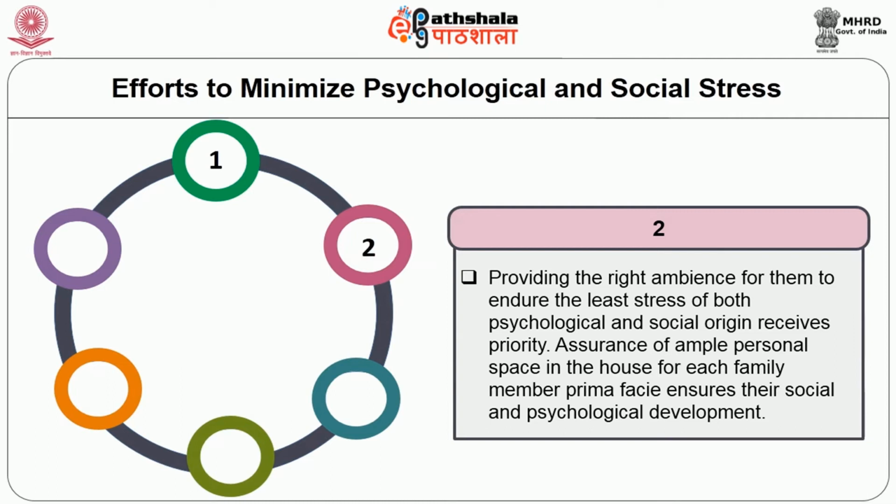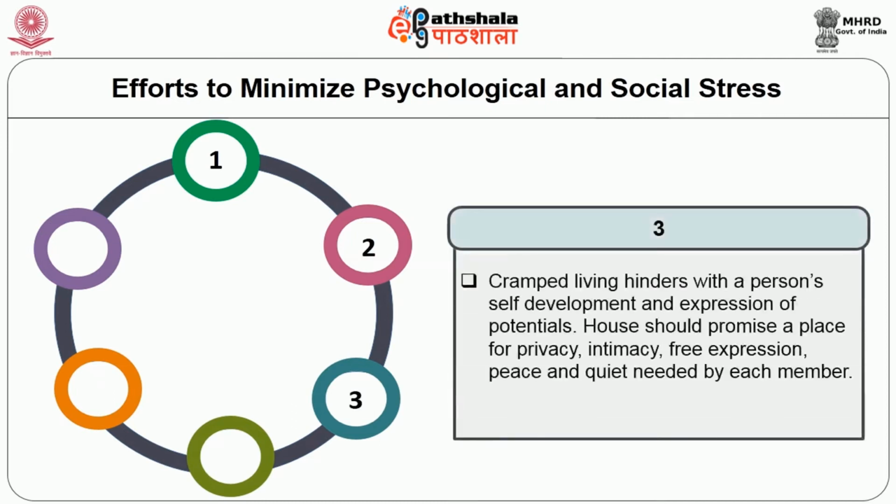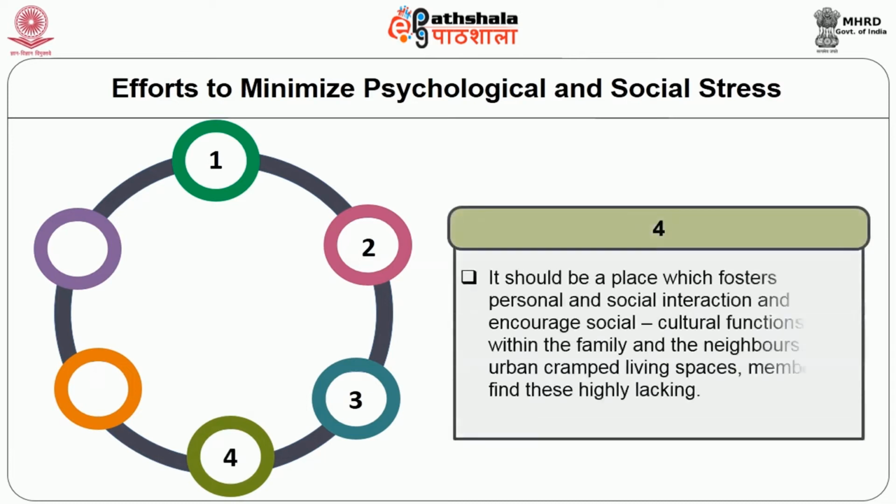Assurance of ample personal space in the house for each family member prima facie ensures their social and psychological development. Cramped living hinders a person's self-development and expression of potentials. House should promise a place for privacy, intimacy, free expression, peace, and quiet needed by each member. It should be a place which fosters personal and social interaction and encourages social cultural functions within the family and the neighbors. In urban, cramped living spaces, members find these highly lacking.